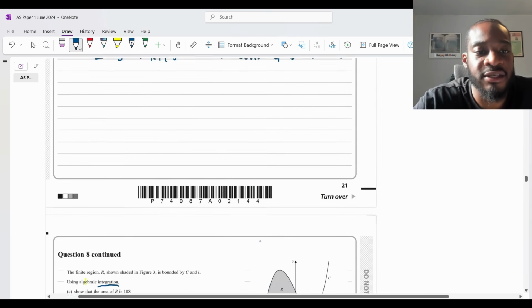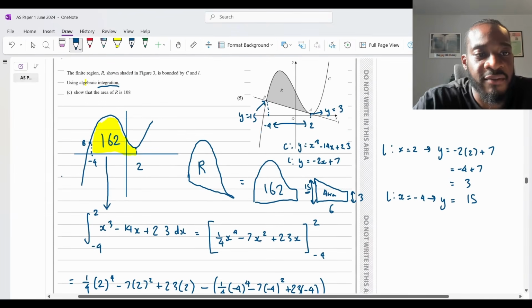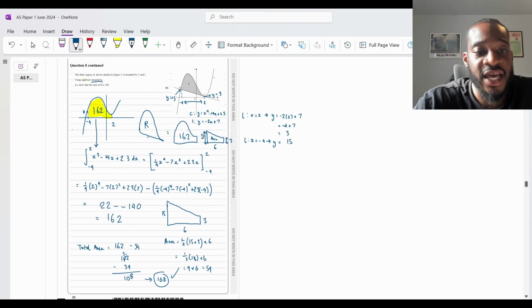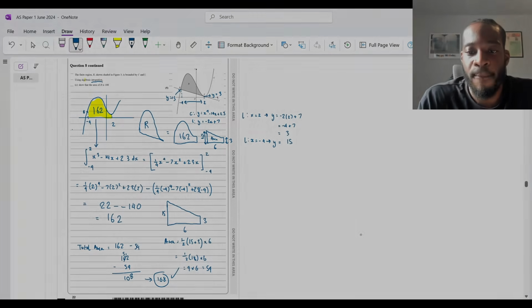That's exactly what they wanted, isn't it? Yep, right here. Perfect. Show that the area of R is 108. So we did it. And that's it. Question 8 finished, or finito.